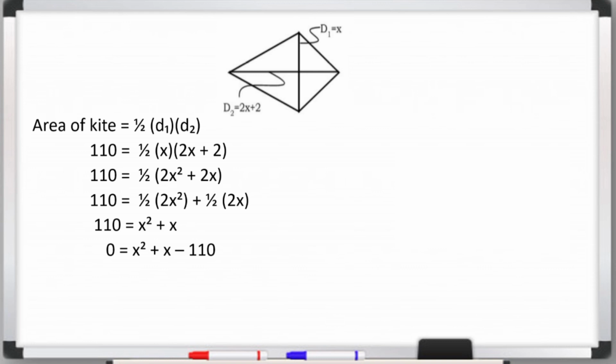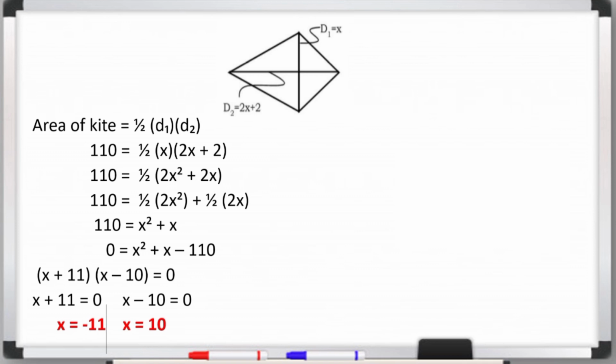Use factoring. Get the factors of negative 110. So we have x plus 11 times x minus 10 equals 0. Okay, by using the zero product property, x plus 11 equals 0, then x minus 10 equals 0. So x equals negative 11, then x equals 10. Note, negative answers will be disregarded when dealing with measurements.